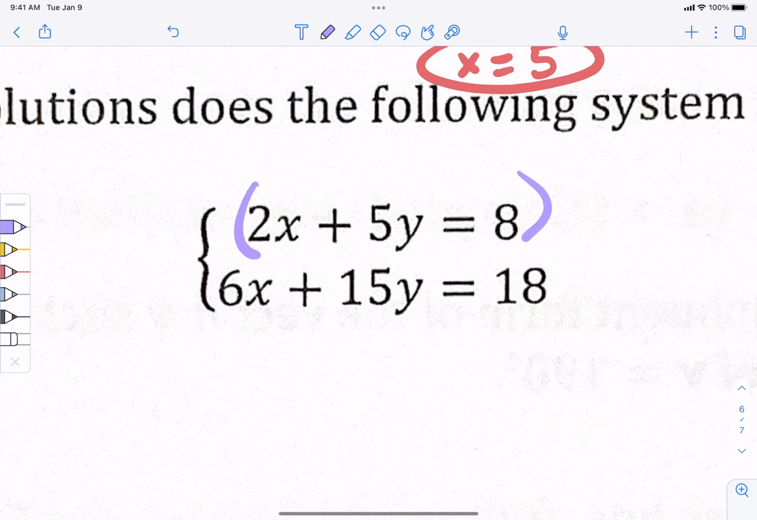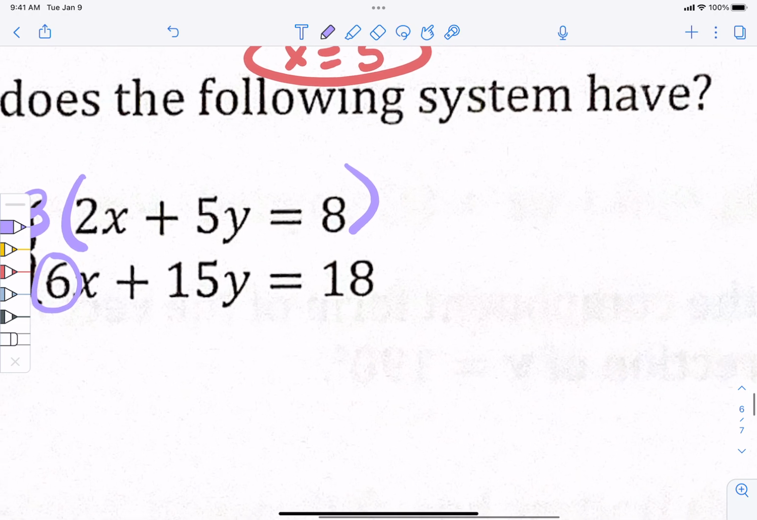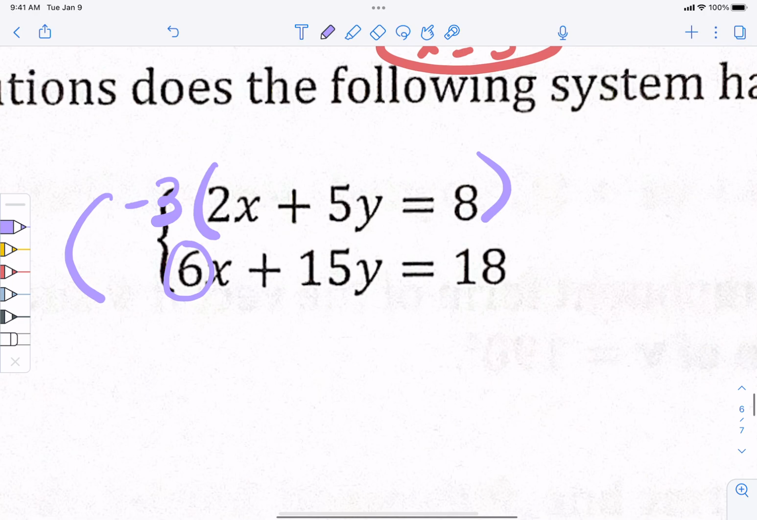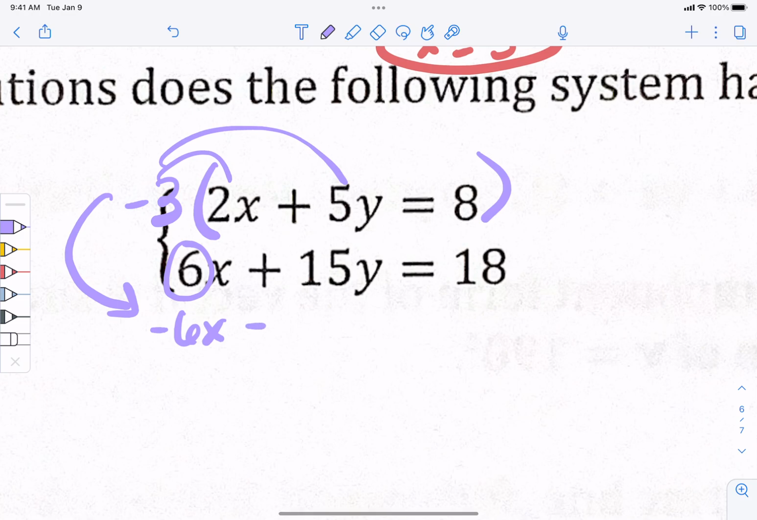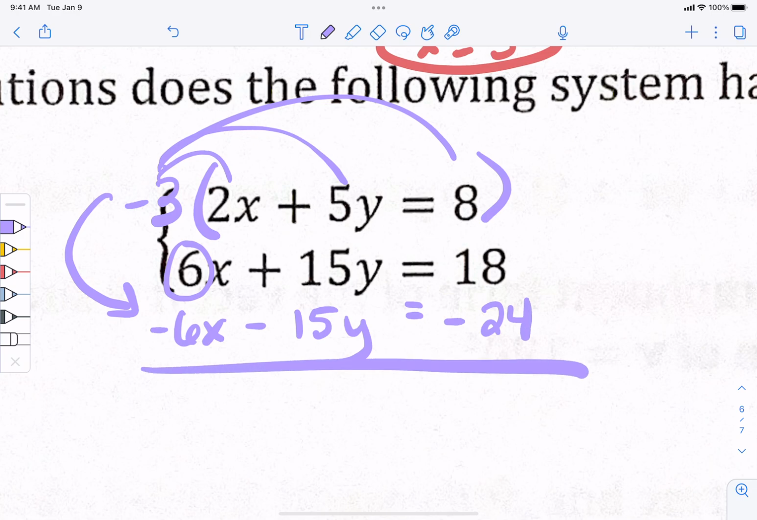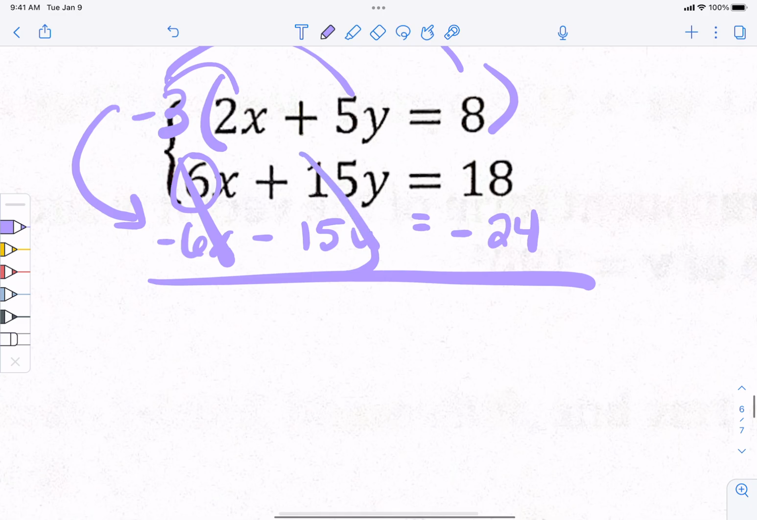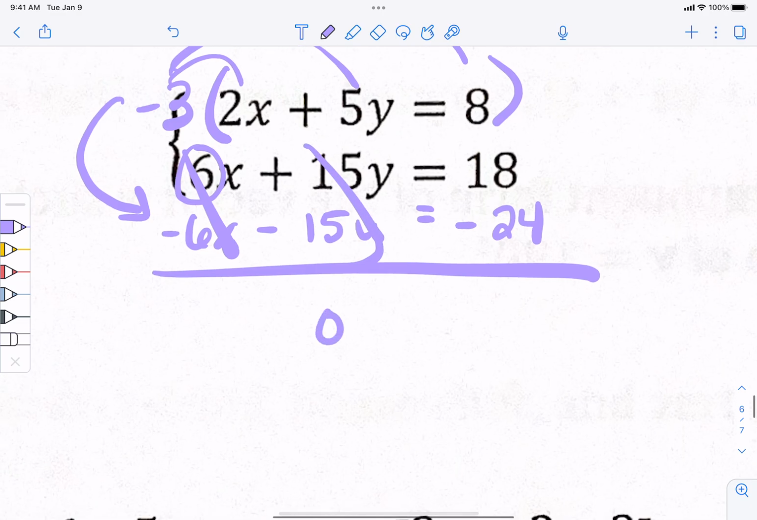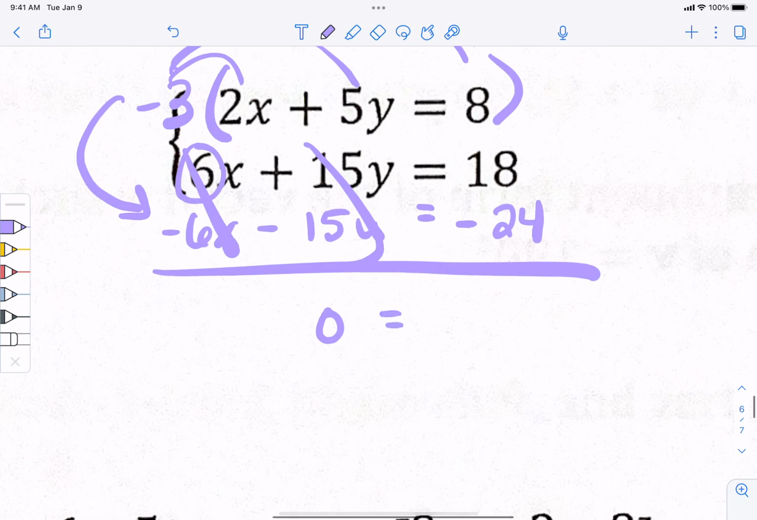So I'm going to eliminate the x's. If this is 6, then this has to be negative 6, so I'm going to multiply by negative 3. I'm just going to write this right below here. Negative 3 times 2x is negative 6x, this would be minus 15y, and this will be negative 24. If I put those together, the x's cancel, the y's cancel, so I end up with 0 equals negative 6.